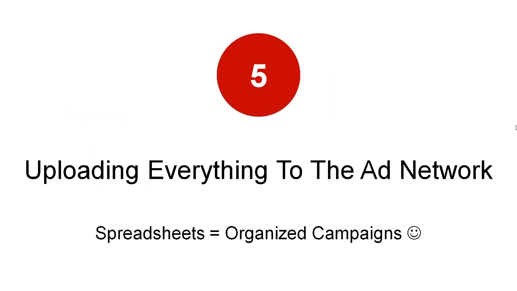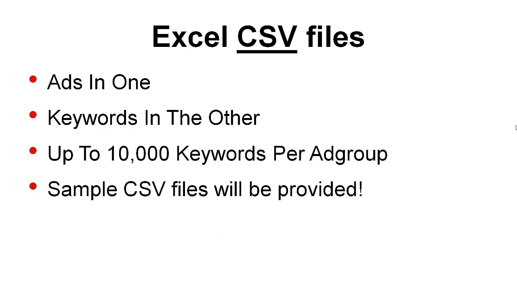Number 5, uploading everything to the ad network. Spreadsheets equal organized campaigns and your smiley face. Like I said, we're going to use Excel. If you don't have Excel, there's OpenOffice, which is an open source version. It's not Microsoft. It's an open source free software that's available online.